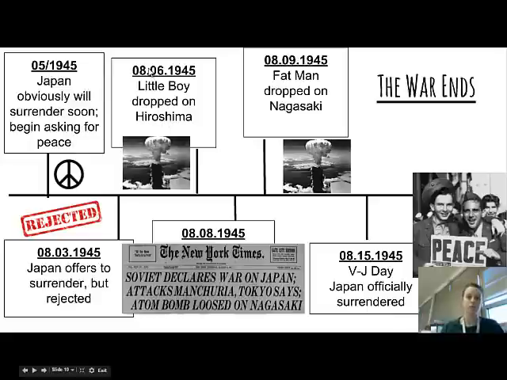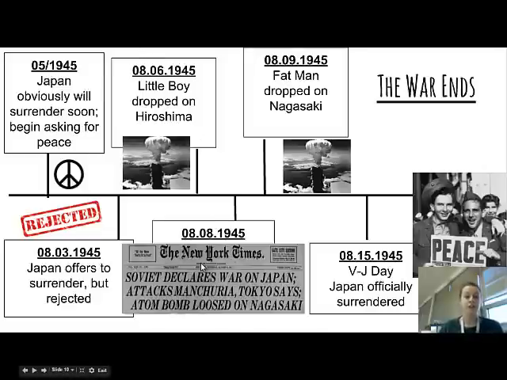So the United States drops the first atomic bomb on Hiroshima on August 6th. And 2 days after that, the Soviet Union declares war on Japan. This right here is very important. You can see the competition happening day by day between the US and the Soviet Union. They both wanted to end this war.